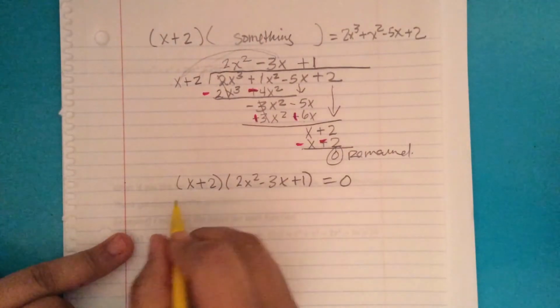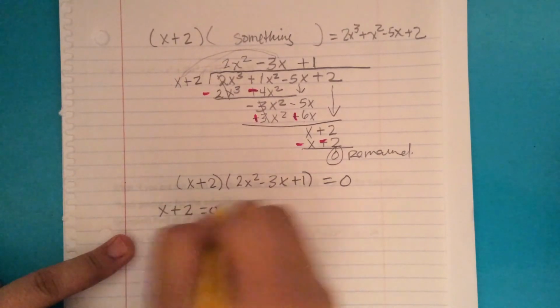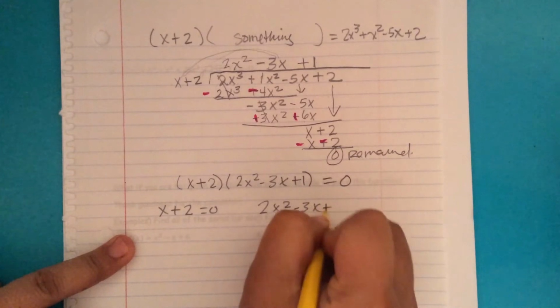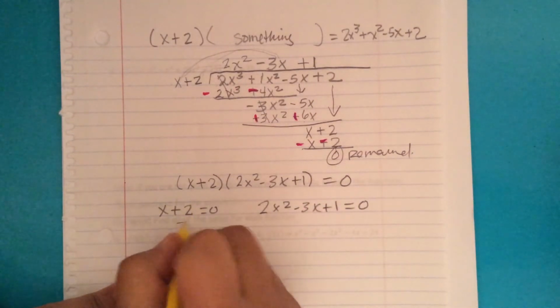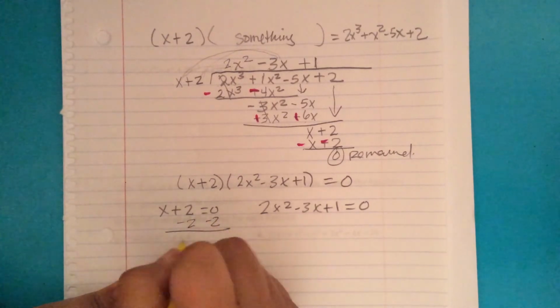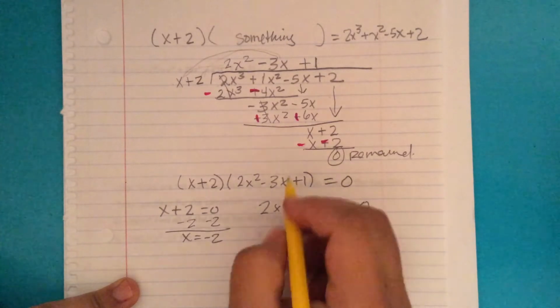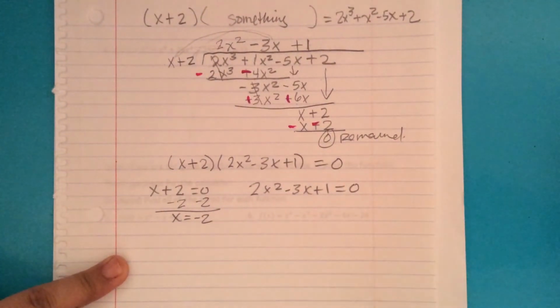So we set each of these two factors equal to 0. x plus 2 equals 0, and 2x squared minus 3x plus 1 equals 0. Subtract the 2, so x equals negative 2. And then this, I'm going to try to factor before using the quadratic formula or completing the square. I'm going to try to factor that.